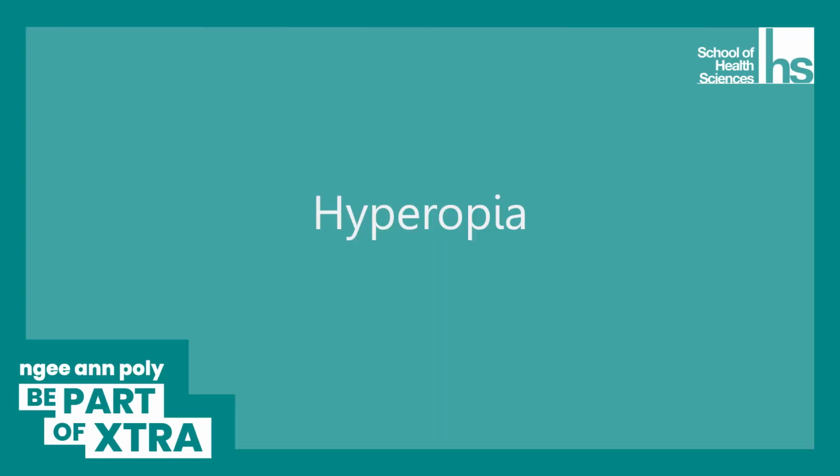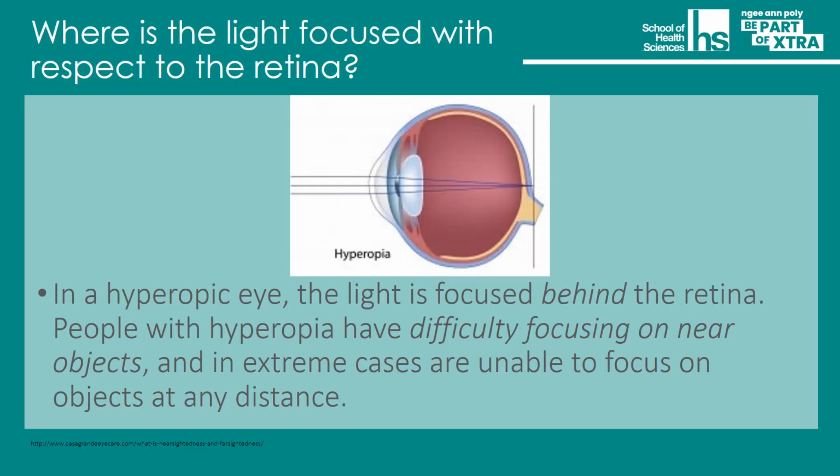Next, we want to find out about hyperopia. So, in a hyperopic case, where is the light focus with respect to the retina? In a hyperopic eye, the light is focused behind the retina. People with hyperopia have difficulty focusing on near objects and in extreme cases are unable to focus on objects at any distance.